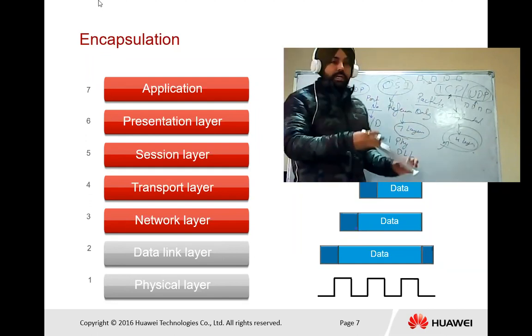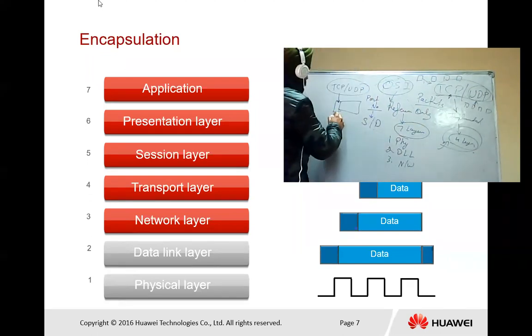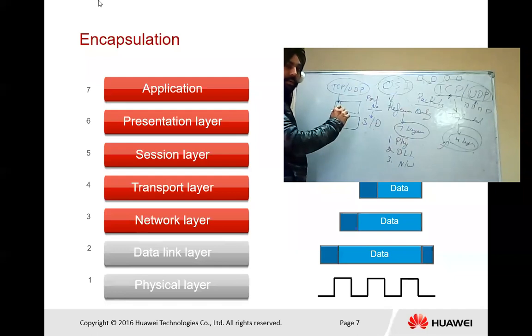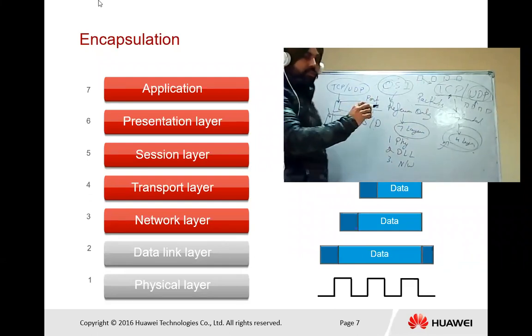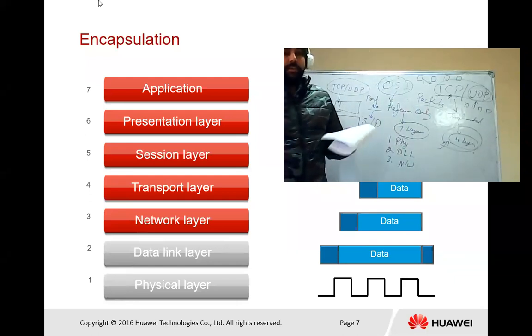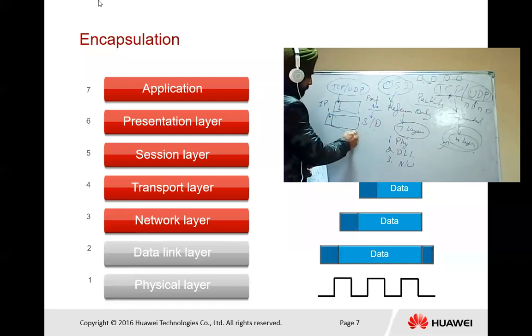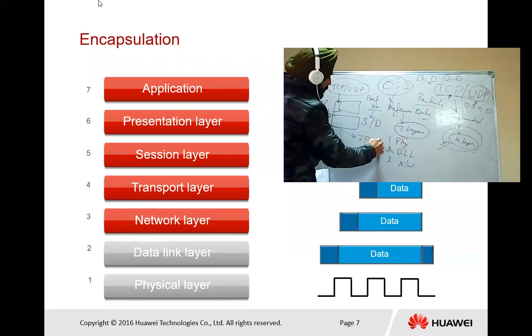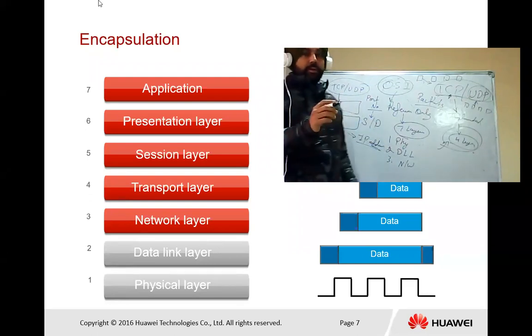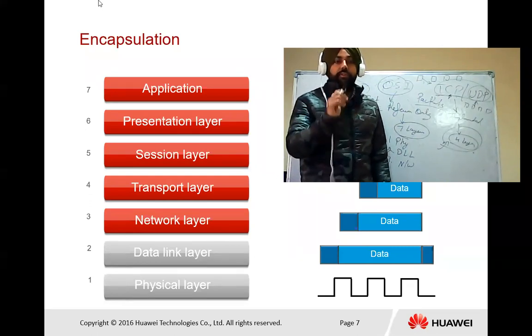Okay. So after the transport layer, another field will be added. So this is the data plus port number. Again, one additional field will be added in the case of the network layer. And what does it contain? It contains the IP address, for the source as well as for the destination.